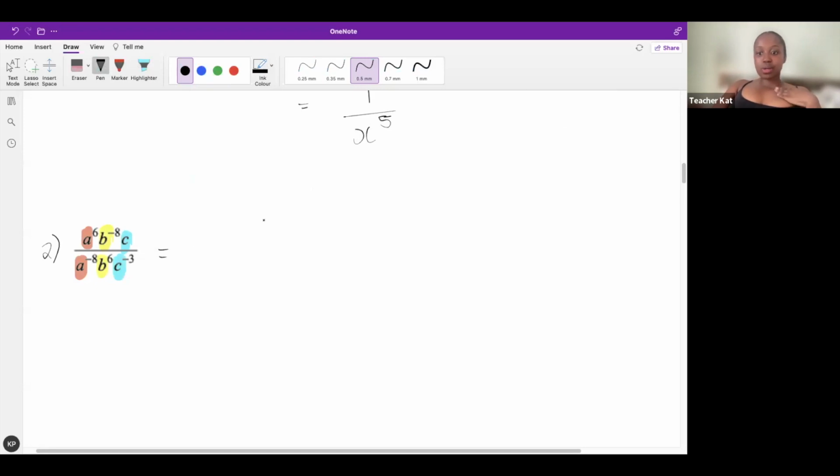So what are we going to do with our exponents? What do we do with my exponents? We subtract them. Thank you, Ashley. So then we're going to have a to the power of 6 minus negative 8 times b to the power of negative 8 minus 6 times c to the power of, if there's nothing there, what is my exponent?